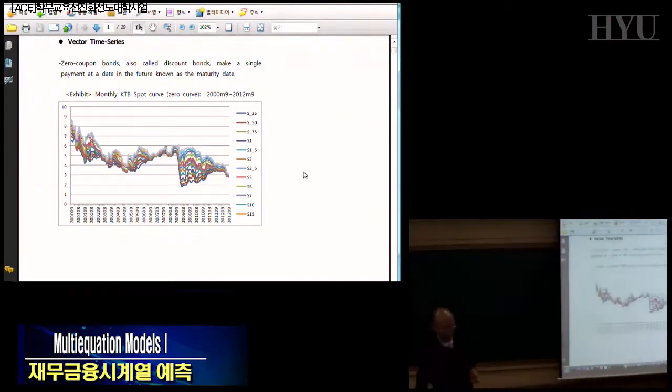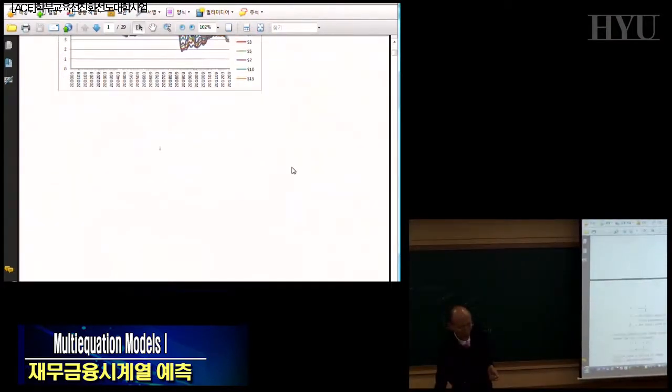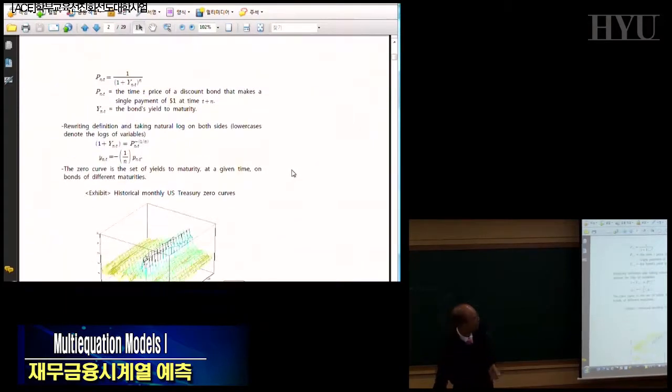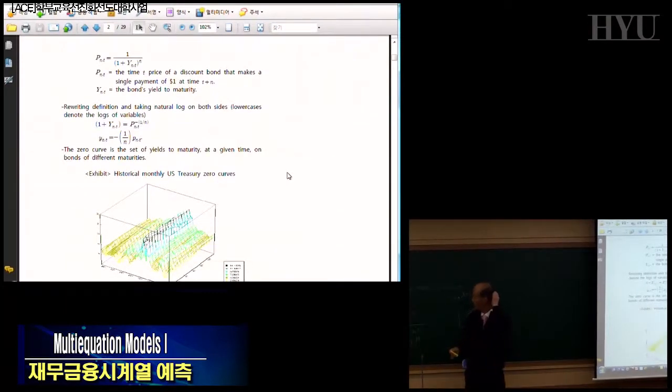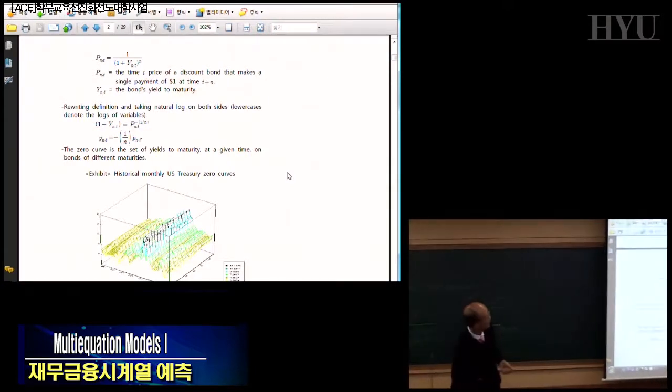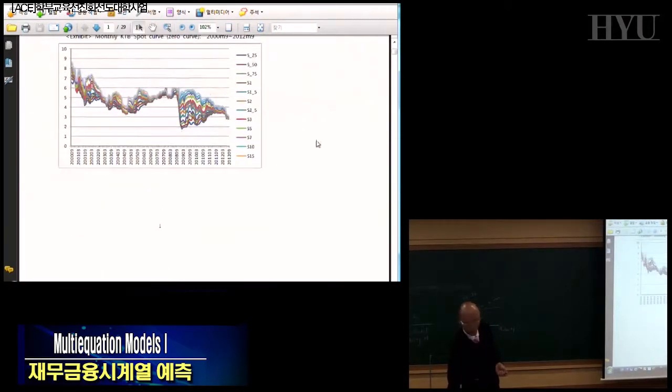So we'll learn how to handle this, because actually we'll try to forecast this one as an exercise.